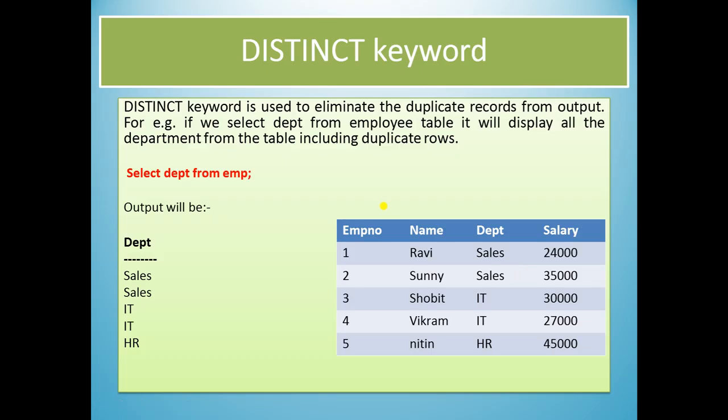Now distinct keyword. So distinct means it will give you the result without repetition. Means duplicate values, it will not allow to give duplicate values. Now see the example. This is a table and you have written the command select DEPT department from EMP. So this is a department. So you can see the department is this. Okay. So this distinct keyword is used to eliminate the duplicate records from the output.